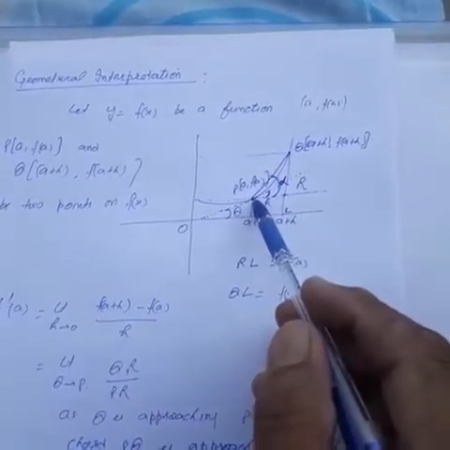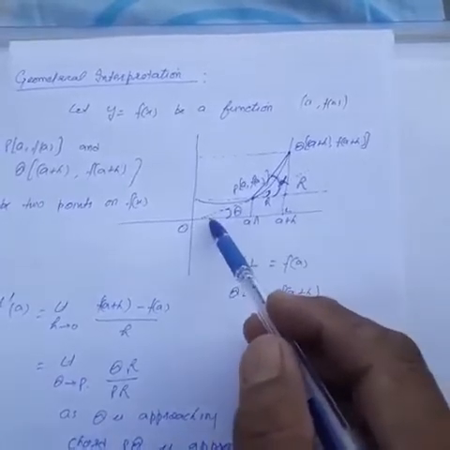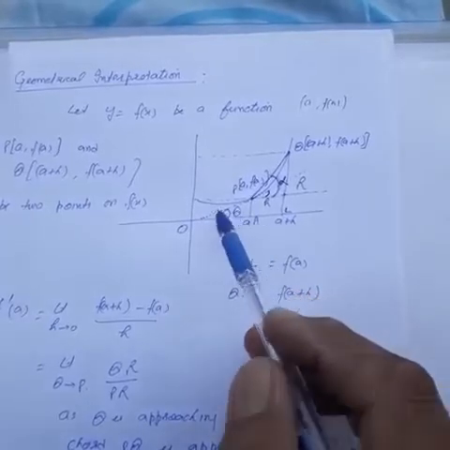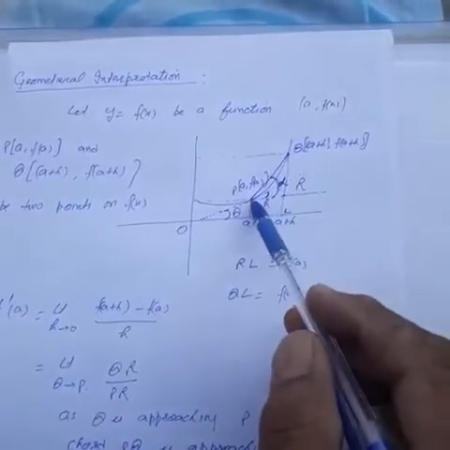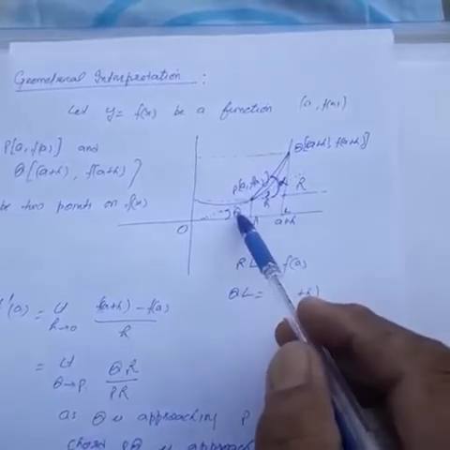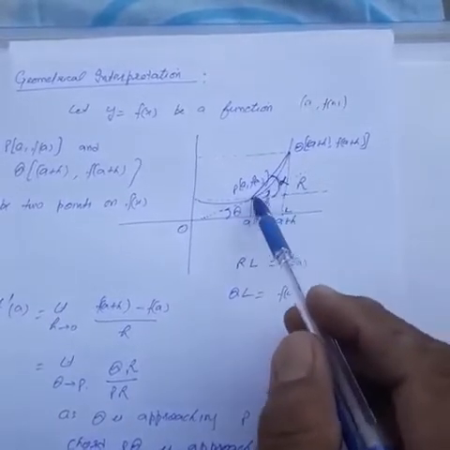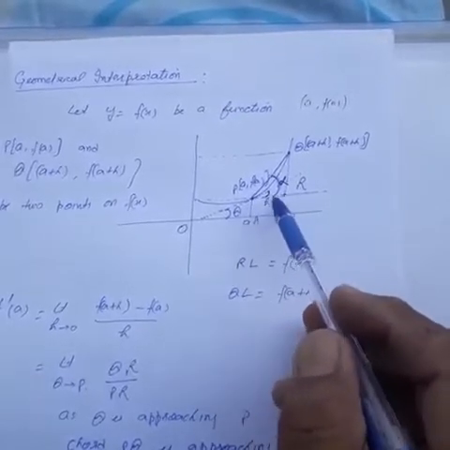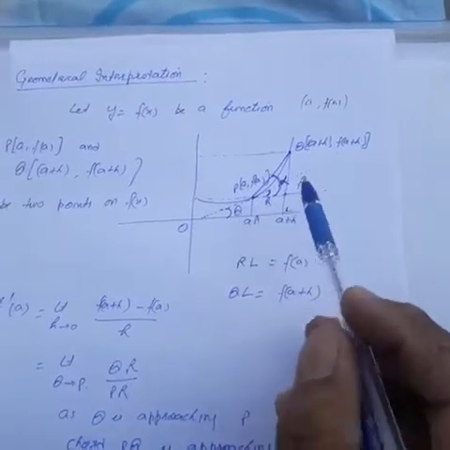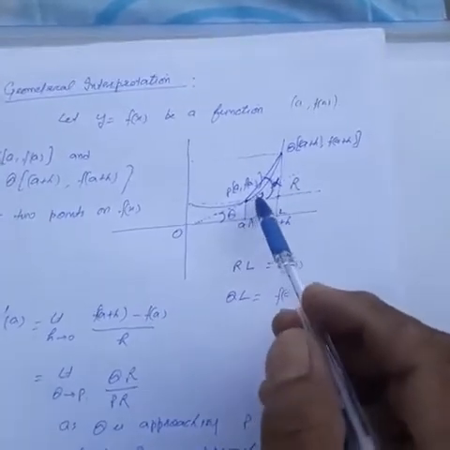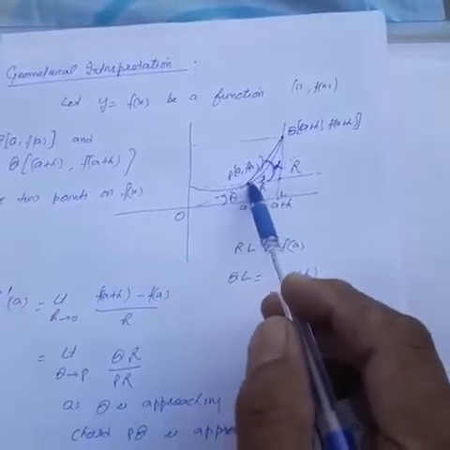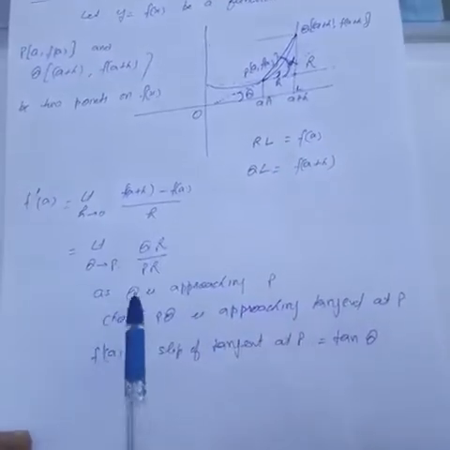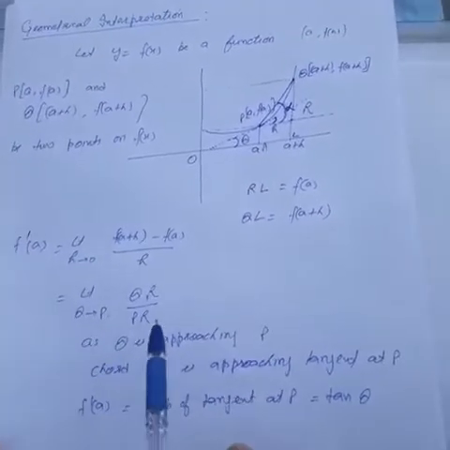Now at point P, if you draw the tangent, this is the tangent at point P, and theta is the slope of the tangent. So if Q is approaching P, then alpha is approaching theta, and at a particular instant alpha will be equal to theta, as h is approaching 0. So alpha will be equal to theta at a particular time. It means the slope of the tangent at P will be equal to the slope of the chord PQ, in terms of derivatives, in terms of slope.